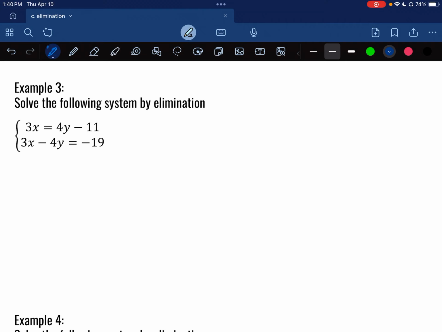All right, notice here, this always trips up my kiddos. This one here is not in standard form. So notice how my equal signs aren't lined up and my like terms aren't either. So we got to be careful with that. So let's go ahead, rearrange. I need to get this 4y on this side of the equation. So I'm going to do that by subtracting 4y. So I'll have 3x minus 4y is equal to negative 11.